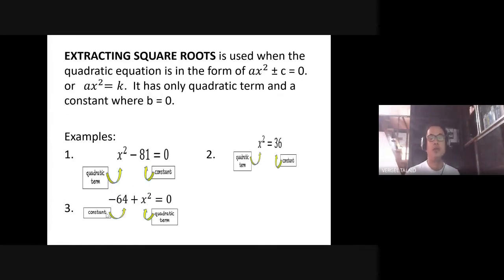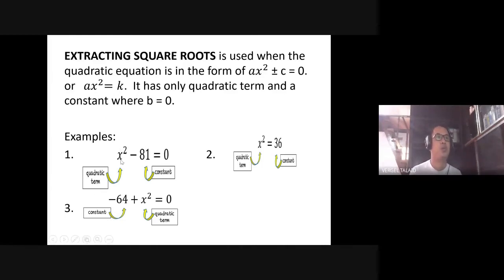Now, how to solve quadratic equation by extracting square roots? This is used when the quadratic equation is in the form of ax squared plus or minus c is equal to 0, or ax squared is equal to k. You've noticed that it has only a quadratic term and a constant term, where b is equal to 0. So in short, if b is missing, then use extracting square roots.